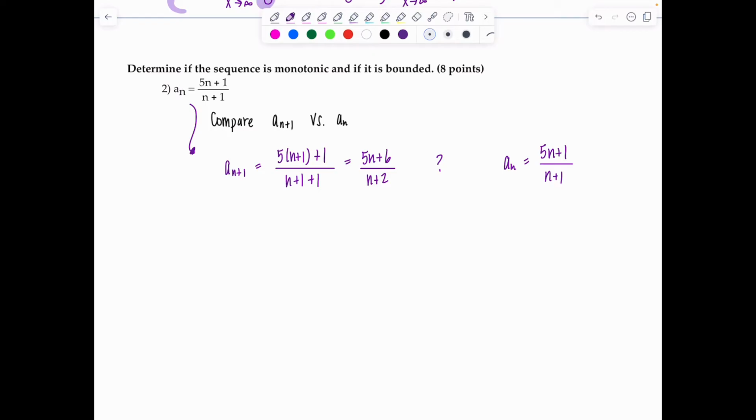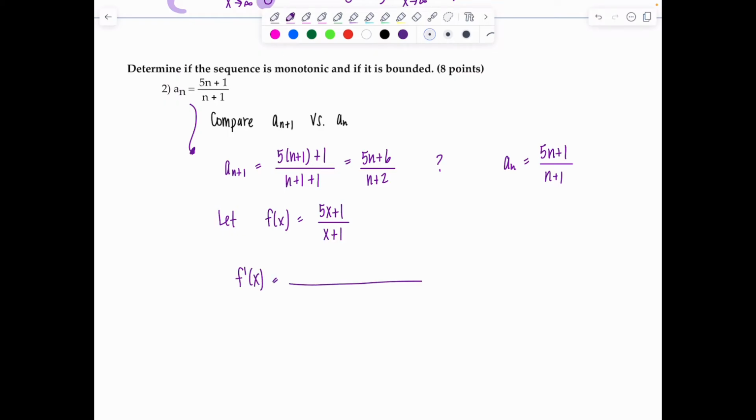But can we take the derivative of a sequence? Are they differentiable? No. So we just have to redefine it as a function. So we're going to let f of x equal (5x plus 1) over (x plus 1). And then let's take the derivative.